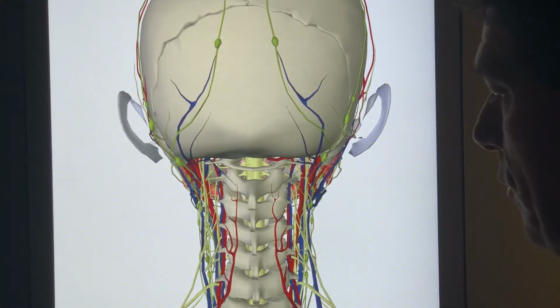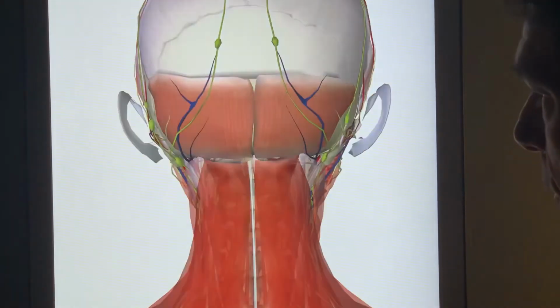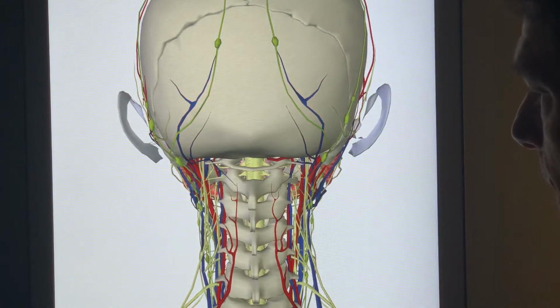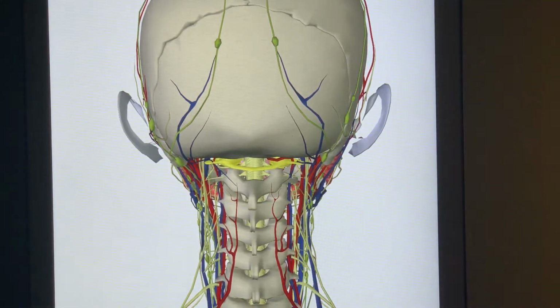All right, this is what we look like from behind. This image is looking at the back of the head and the back of the neck. Today we're going to talk about the atlas and the atlas subluxation.